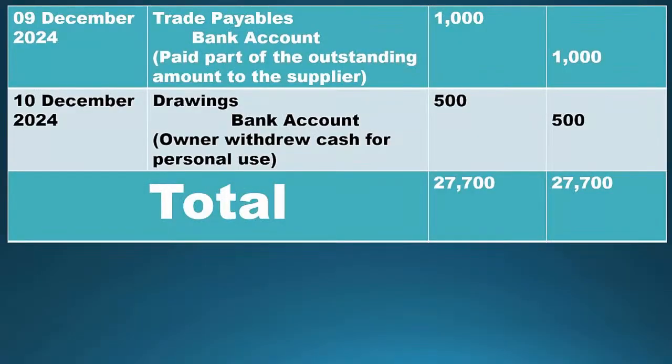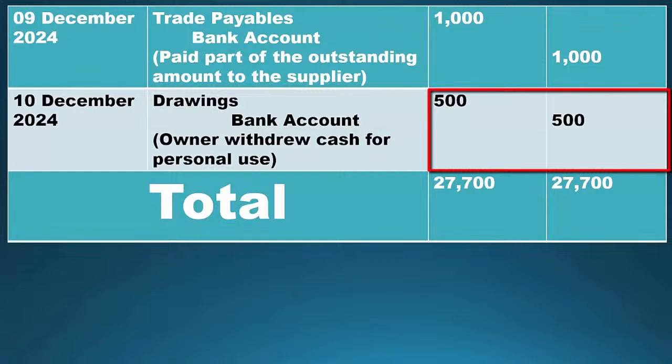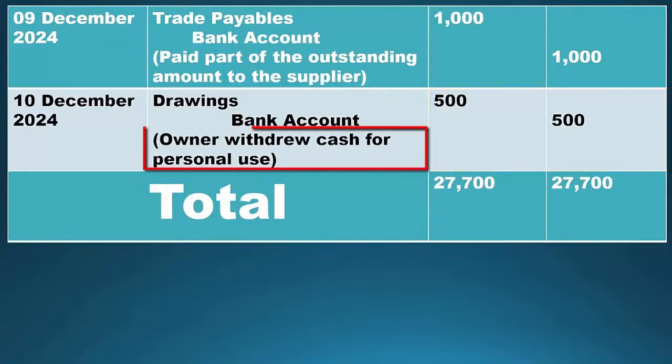Step 5, recording in the journal. Finally, record this transaction in the journal as follows. Date. Enter the date of the withdrawal. Accounts. Write the names of the accounts involved, drawings account and bank account. Amounts. Enter $500 as a debit to the drawings account and $500 as a credit to the bank account. Description. Add a brief explanation, such as owner withdrew cash for personal use.